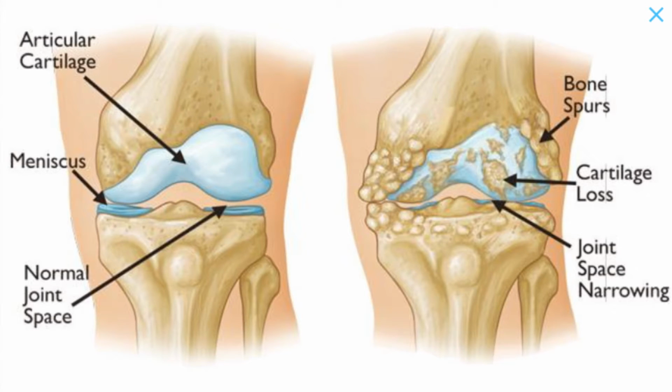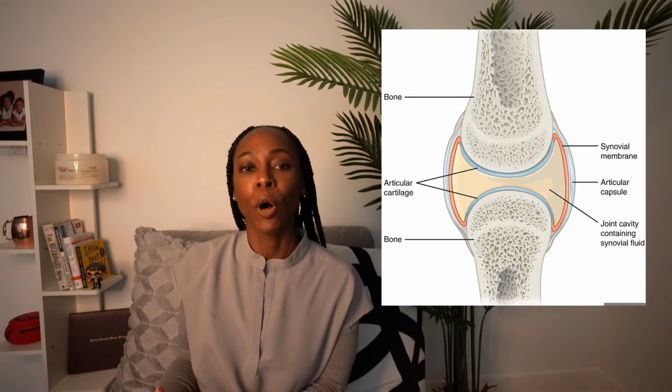So today I'm going to be talking to you guys about osteoarthritis. In Latin, osteo means bone, arth means joint, itis means inflammation. It is essentially a wear and tear or a degenerative condition that occurs in the joints. Now, a joint is where two bones come together.